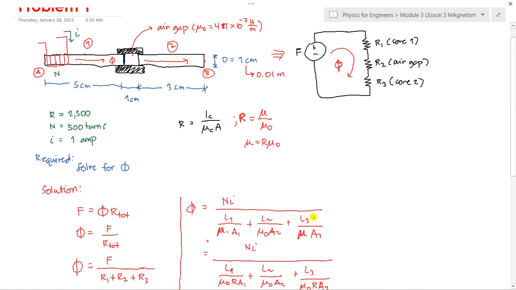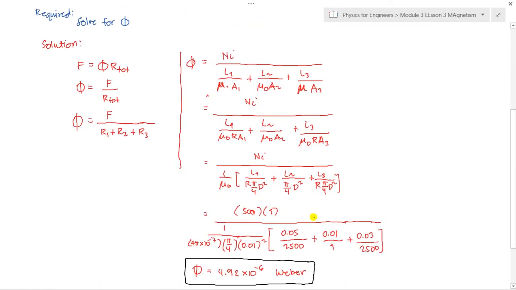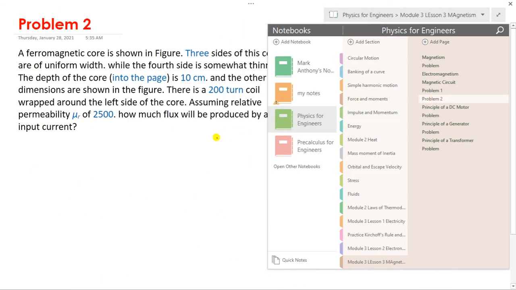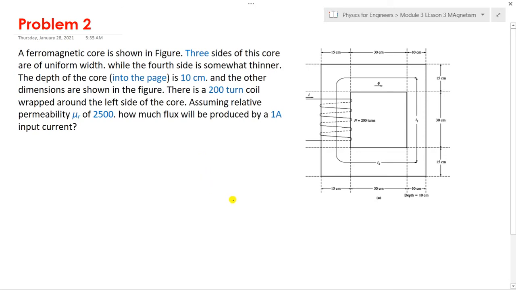So, nakuha ra ninyo? Naay pangutana ni so far? Wala na? Okay. So, try to answer this. Ako lang siya i-flash. Anyways, naka-record lang po ni. So, I want you to answer this one para ma-challenge po mo. Anyways, this is still a series gihapon nga magnetic circuit.